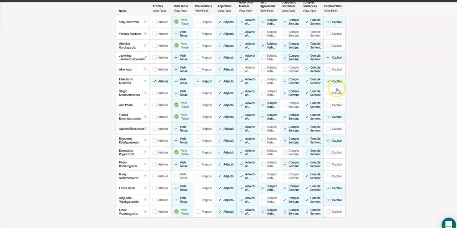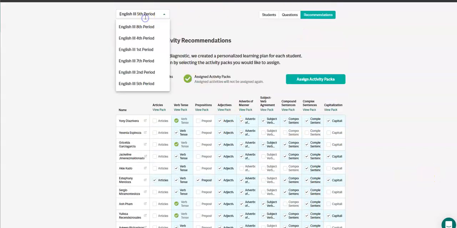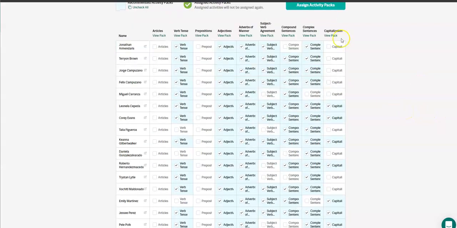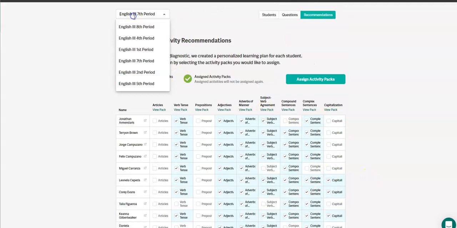So for these specific students, I can go in and individually assign an activity. Hey guys, you need some practice on capitalization, so let's work on that. However, I can also see that I have specific areas that all of my students need help in. Compound and complex sentences, adverbs and adjectives. For the most part, those were items that every single class across the board needed help with.